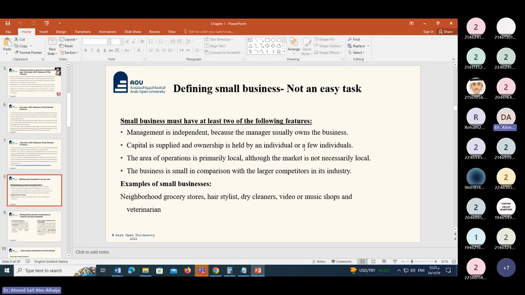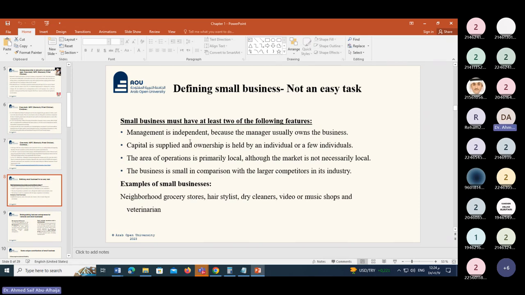Now, small businesses generally, these are the general features for small businesses, right? Management is independent. Why? Because you own it, right? You made the grocery store or dry clean shop or restaurant, whatever. So you are the owner and you are usually the manager. Generally, this is the thing. So the management is independent, okay? Because the manager usually owns the business. So you are the owner and you are the manager. That's one thing. Number two, it's owned by maybe one person, by Fahed or Noura or Suha or Yasser, okay? Or a few individuals, maybe you and your brothers or you and your sisters or you and your mother and so on. Number three, the area of operation is generally local for small businesses. This is 100%. The operation where your store is, maybe in Saudi Arabia. So this is local, okay?